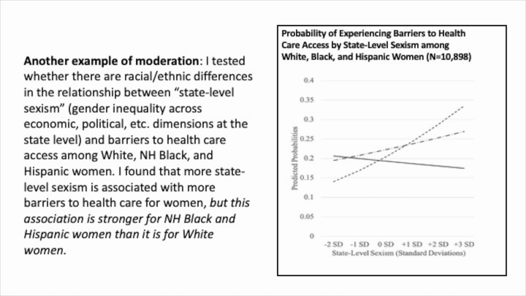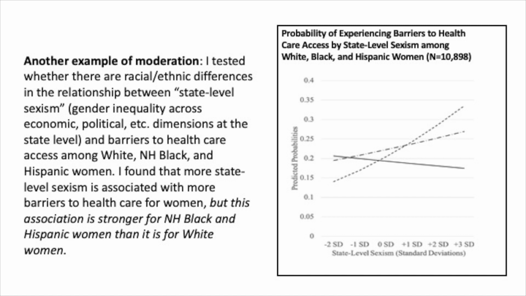score, okay? But what we see here is not much of a slope for white women. That's the solid line. And I'm realizing I didn't put a key in here, so you have no idea what these lines mean. The solid line is for white women. The larger dashed line was for Hispanic women, I believe. And then the small dashes are for non-Hispanic Black women, okay?